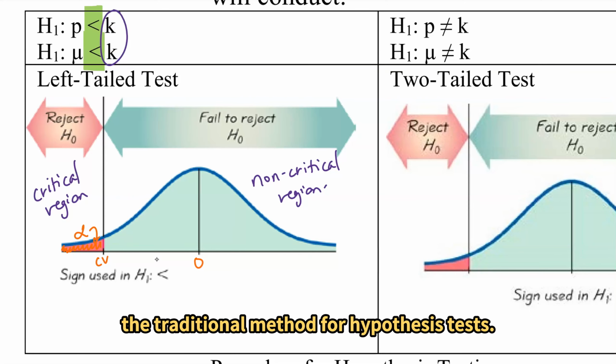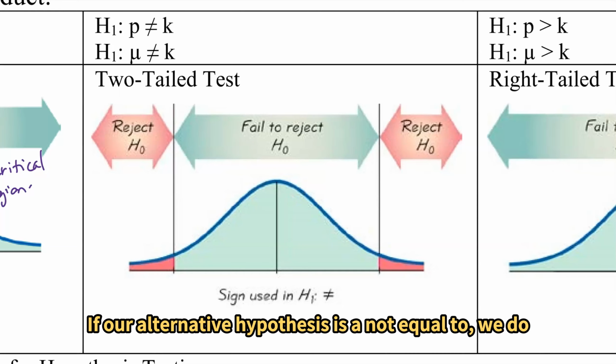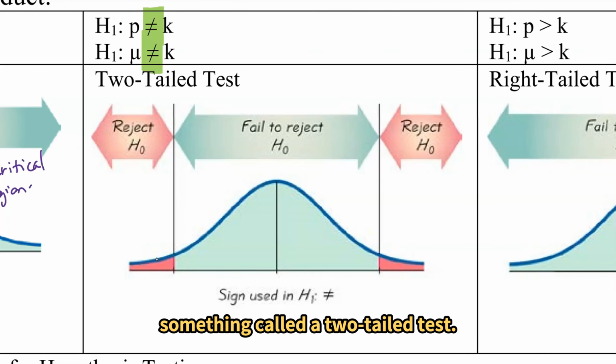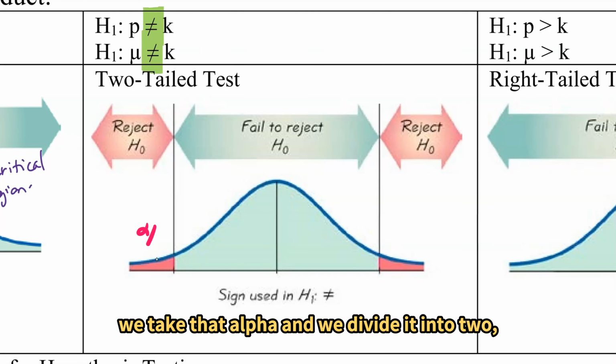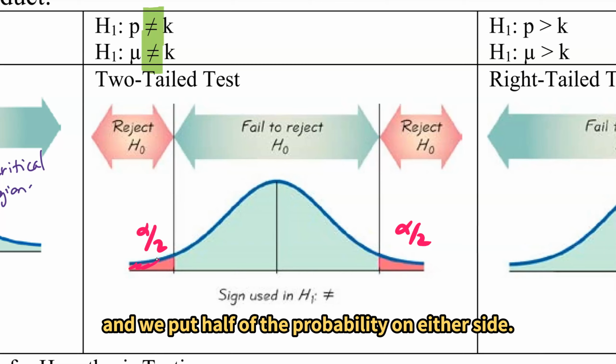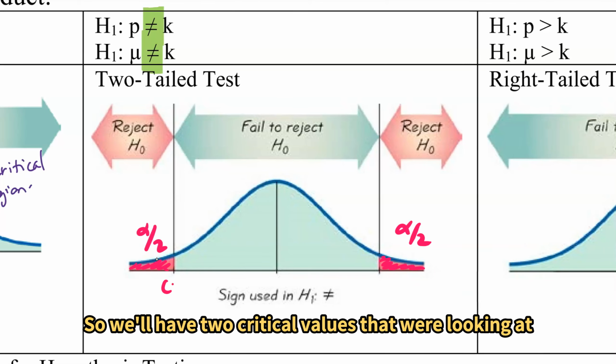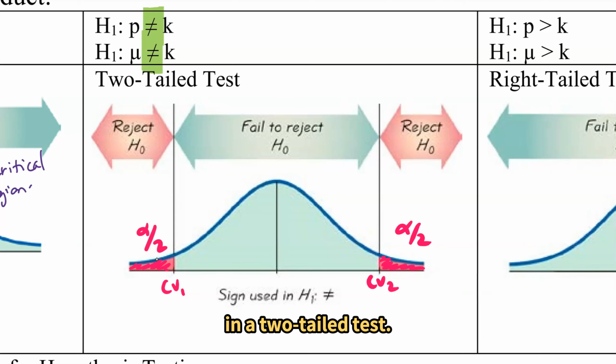That's how we would do the traditional method for hypothesis tests. If our alternative hypothesis is a not equal to, we do something called a two-tailed test. In a two-tailed test, we take that alpha and we divide it into two and we put half of the probability on either side. So we'll have two critical values that we're looking at in a two-tailed test.